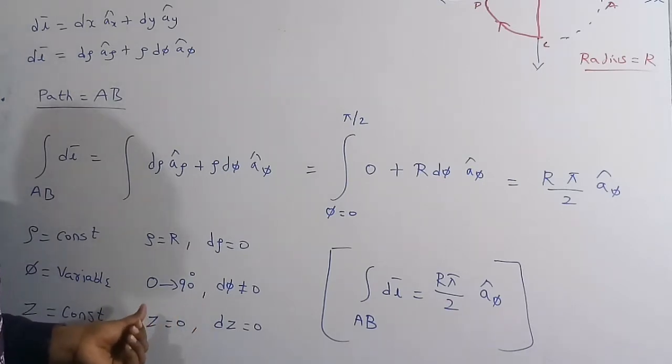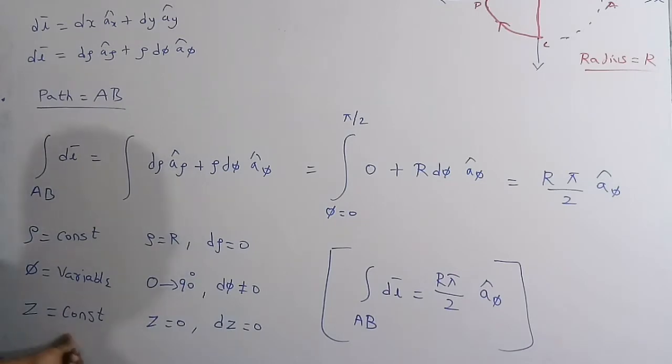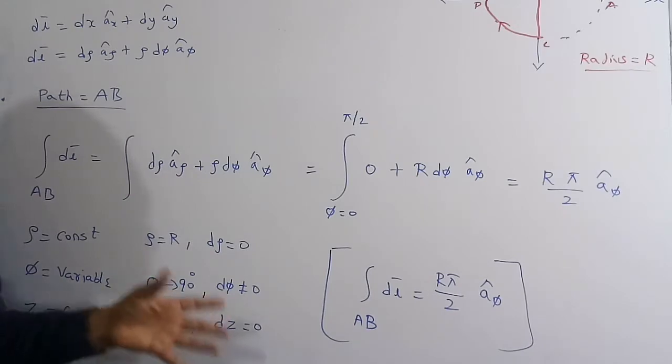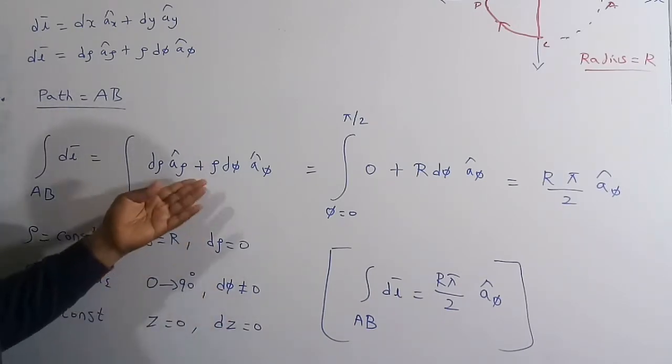Whenever phi is a variable, d phi is not equal to 0, whereas z is a constant. So it is an xy plane. z is a constant, or we can say z is equal to 0. Whenever z is a constant, dz is equal to 0. There is no need to write the third one, but I wrote it for a purpose. Now you have to put all these constants in this equation.